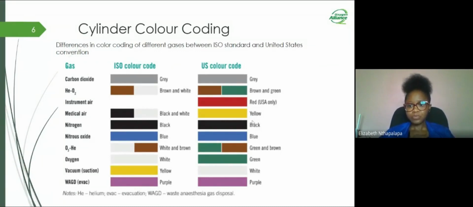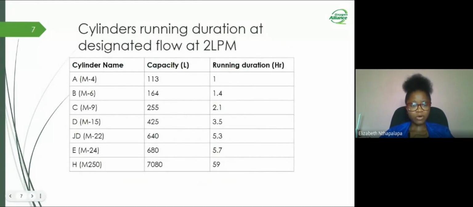So let's go ahead and understand the cylinder running durations, for which the cylinders can provide oxygen gas to the patient. This matters with the capacity of the cylinder. For example, we can't expect cylinder A to run for the same duration as cylinder H. So I'll take you through a little mathematics of how to understand the running duration of these cylinders. Let's take a nominal flow rate of 2 liters per minute.